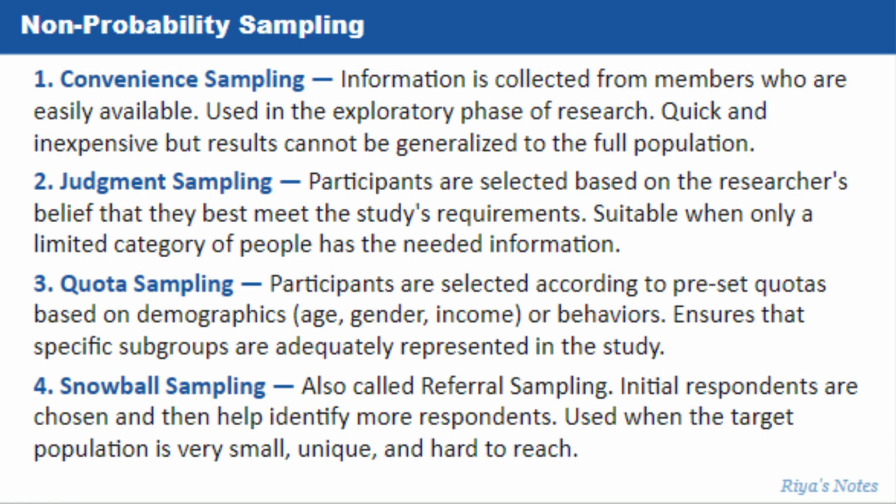3. Quota sampling. Participants are selected according to preset quotas based on demographics, age, gender, income, or behaviors. Ensures that specific subgroups are adequately represented in the study. 4. Snowball sampling, also called referral sampling. Initial respondents are chosen and then help identify more respondents. Used when the target population is very small, unique, and hard to reach.